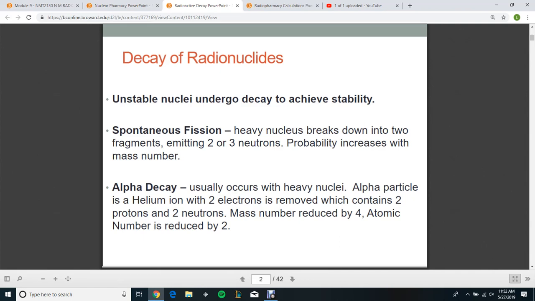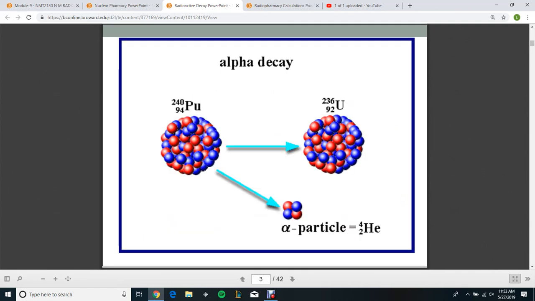Alpha decay usually occurs with heavy nuclei. An alpha particle is a helium ion with 2 electrons removed, which contains 2 protons and 2 neutrons. Mass number is reduced by 4. Atomic number is reduced by 2.